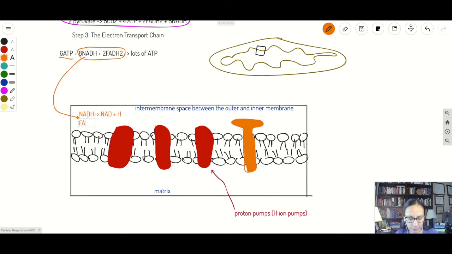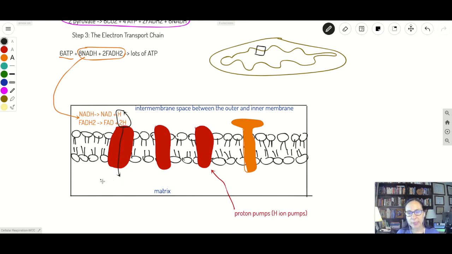The same thing is going to happen for FADH2, and that's going to turn into FAD plus 2 hydrogens. Because there's 2. You see how there's 2 right there? So these hydrogens are being taken off by these proton pumps, and they're going to be pumped from the inner membrane space into the matrix. I'm going to use black here. So these H's are going to go through the pump into that space.